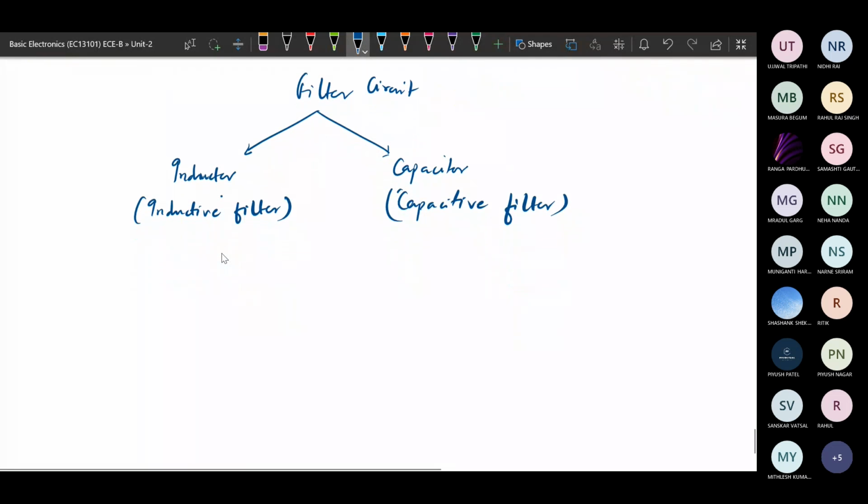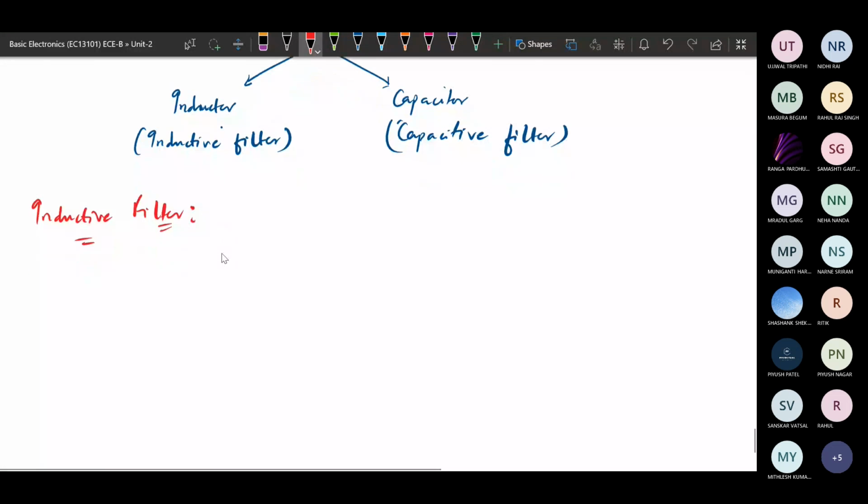So we will start with the inductive filter first. Here, the resistance offered by the inductor is basically the inductive impedance. We call it ZL. ZL is basically the inductive reactance, which is a function of frequency. It is given by omega L, or WL, where omega is 2 pi f, so it is 2 pi f into L.